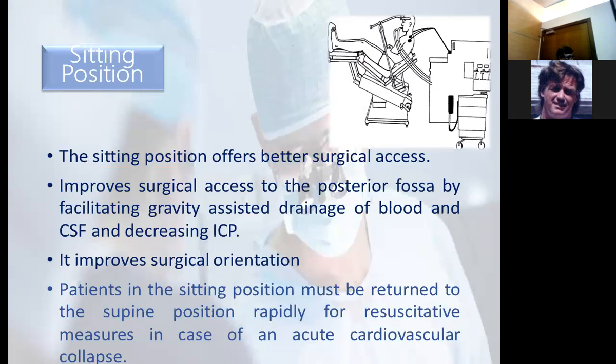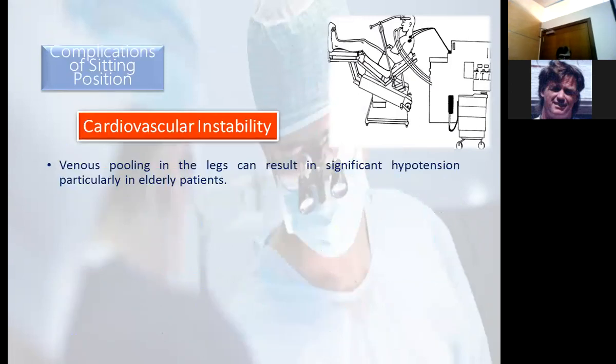Patients in the sitting position must be returned to supine position rapidly for resuscitation measures. And I want to mention rapidly. How you can put this rapidly in supine, I don't know. But you have once or twice, yeah, exactly. You can imagine how many retractors are in his brain or his skull. But unfortunately, once or twice in our lifetime we have had to put the patient back when we have a problem in this position. Complications of the sitting position, just a few points. The cardiovascular venous pooling, as I said, in the legs, can result in significant hypotension, particularly in elderly patients or diabetic patients.